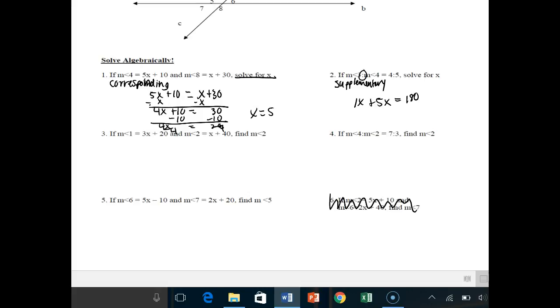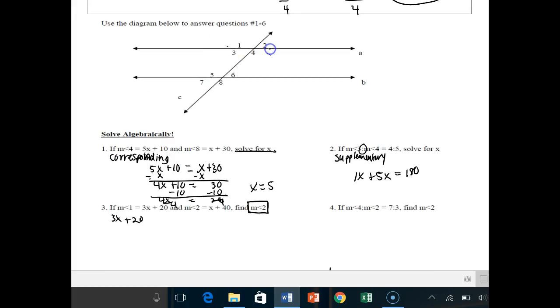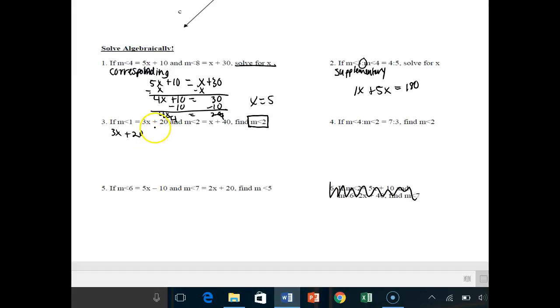All right, number 3. If the measure of angle 1 is 3x plus 20 and the measure of angle 2 is x plus 40, find the measure of angle 2. So you have to solve and plug back in. So we got 3x plus 20. What's their relationship, first of all? 1 and 2 are supplementary. So we could say a supplementary relationship. That means we'll add them together and set them equal to 180.